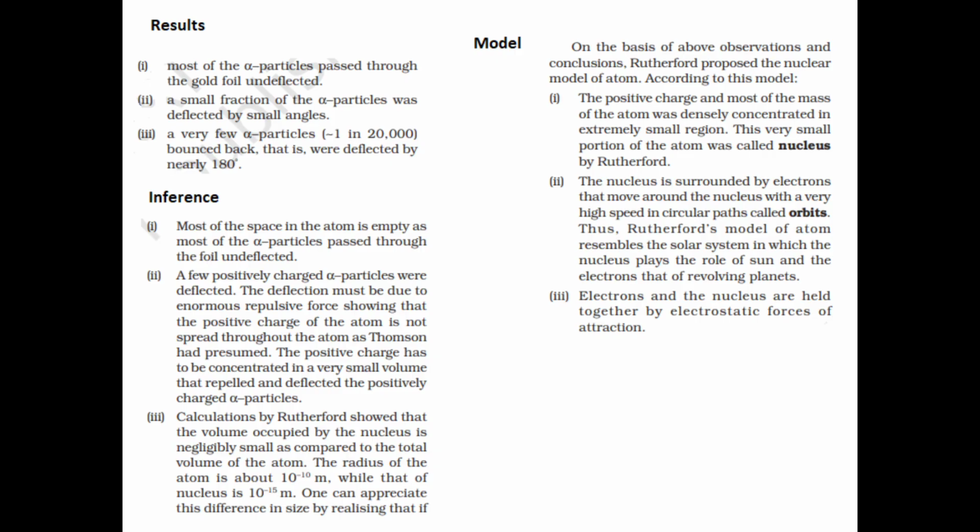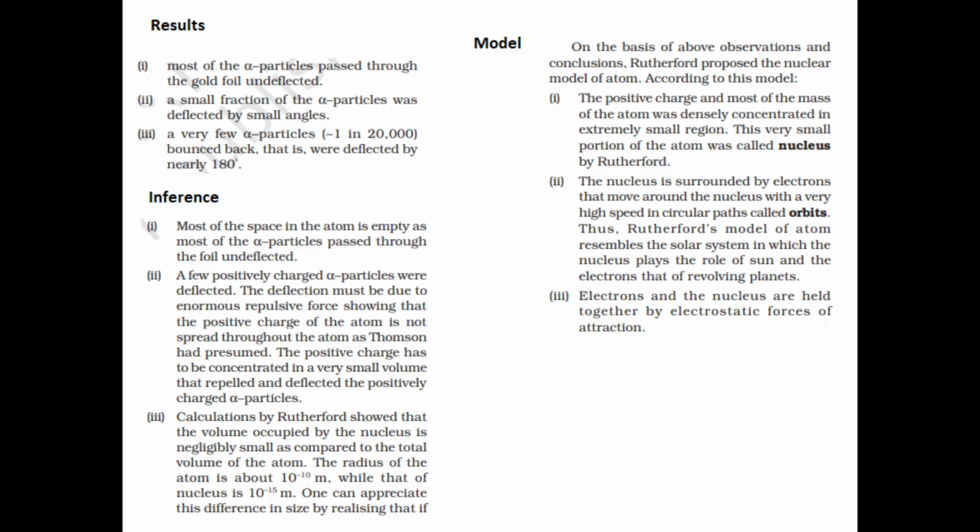The calculation by Rutherford showed that the volume occupied by the nucleus is negligibly small as compared to total volume of the atom. The radius of the atom is about 10 to the power minus 10 meter, while that of the nucleus is 10 to the power minus 15 meter. One can appreciate this difference in size by realizing that if, on the basis of the above observation, Rutherford proposed the nuclear model of the atom.